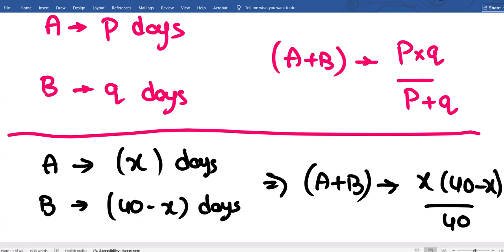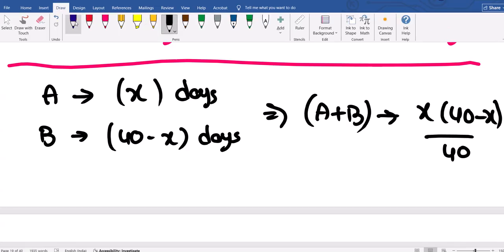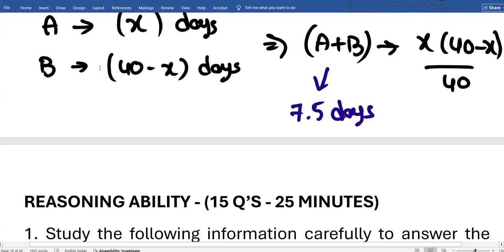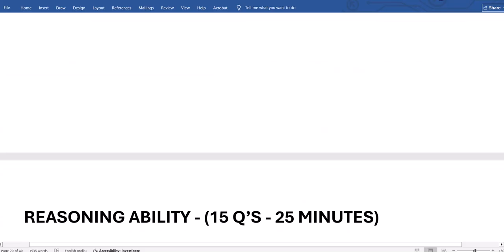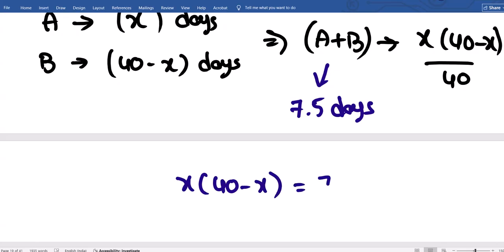Logic, right? Now, this should be equal to 7.5. Why? What is the first line in the question? A and B together can complete the work in 7.5 days. Now that 40 can be sent to this side, so we can calculate X value. X into 40 minus X is 7.5 into 40, which is 300.